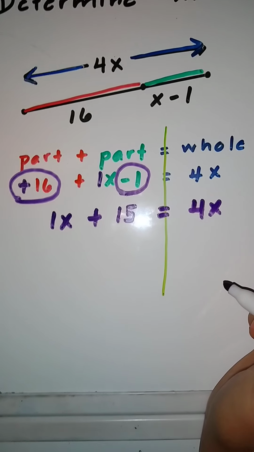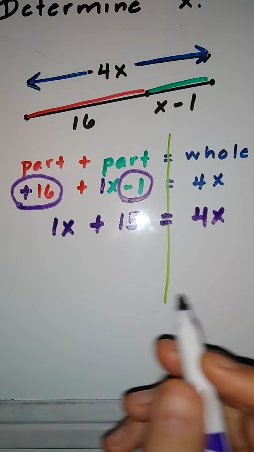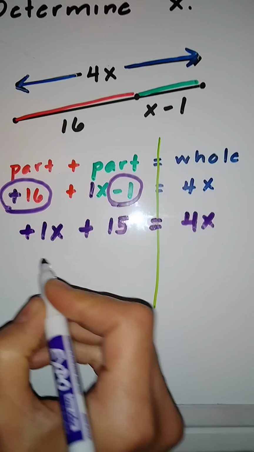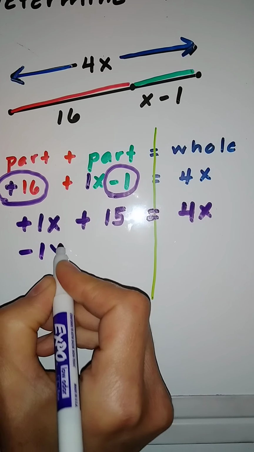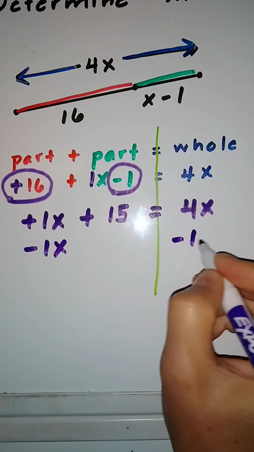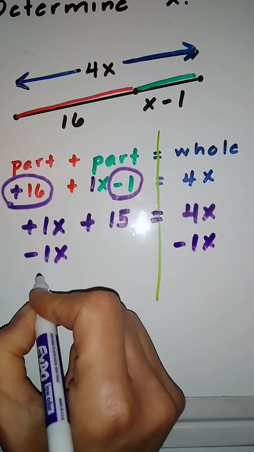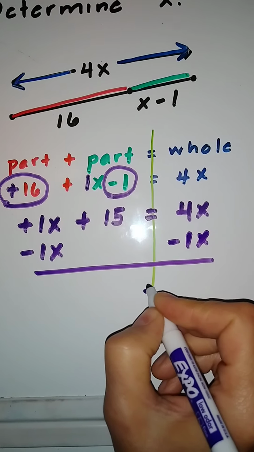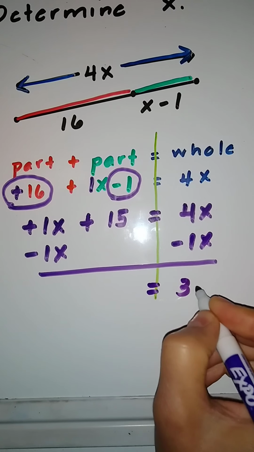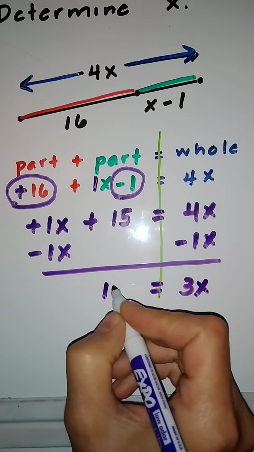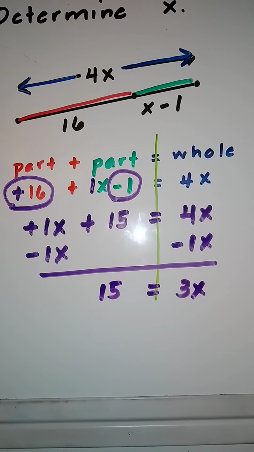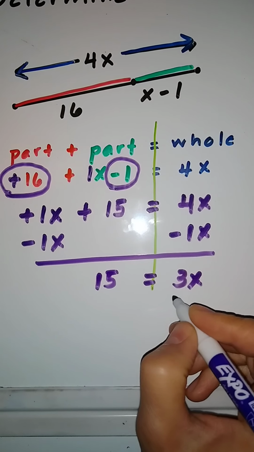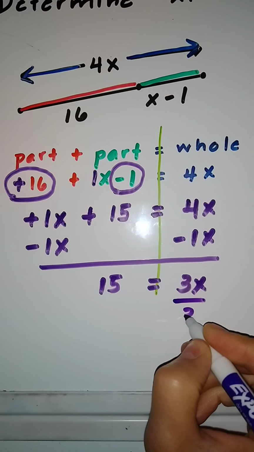For this equation, there are variables on both sides. This is a positive 1. We're going to use the inverse and subtract 1. This strategy creates all of the variables on the right. One more solving step to go. Divide by 3.